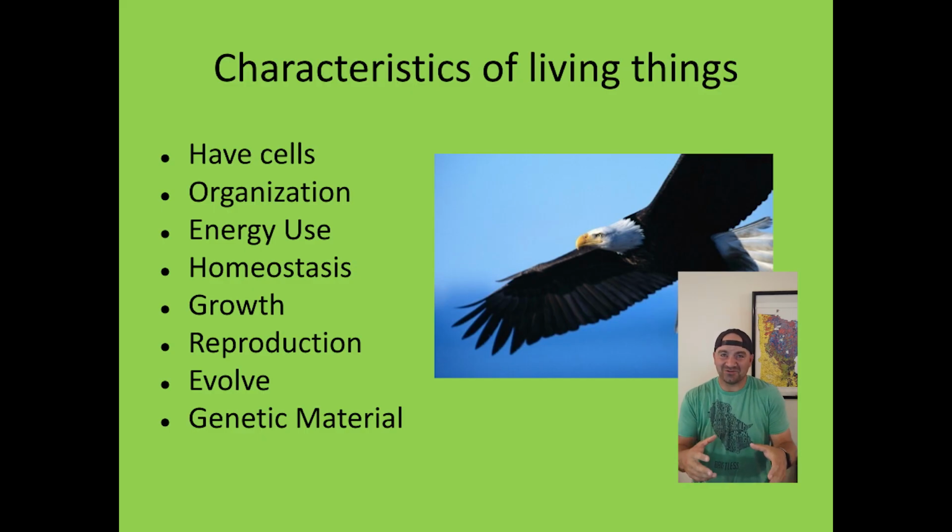Number 7 would then be having genetic material to pass on. So DNA for us as humans, RNA for some, though most bacteria are still DNA. And then the last one is being able to evolve as a species.